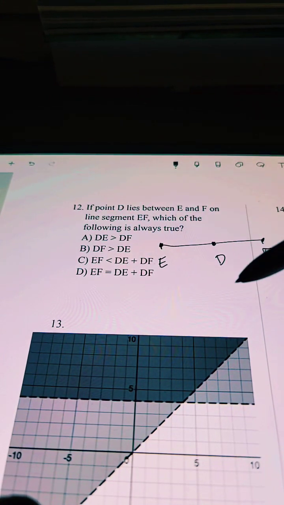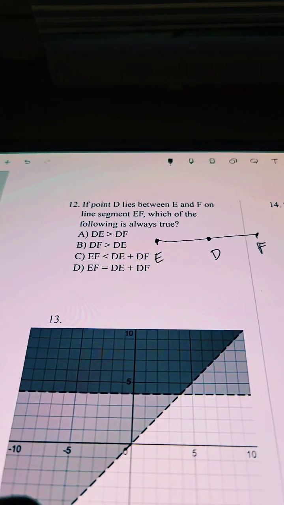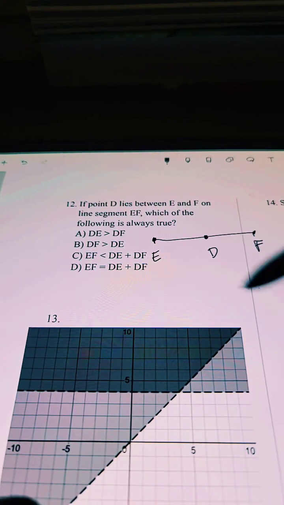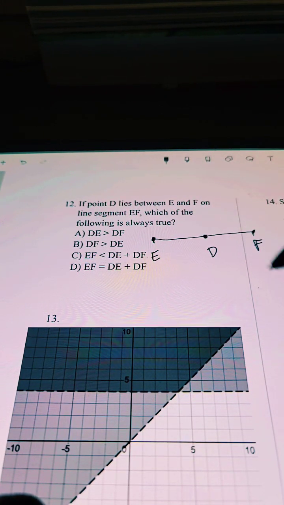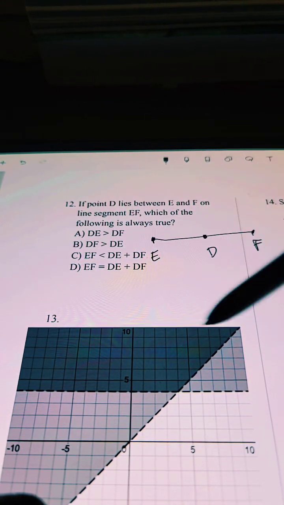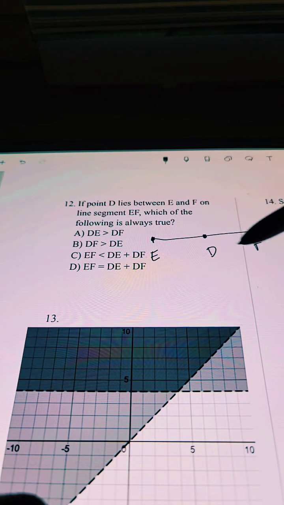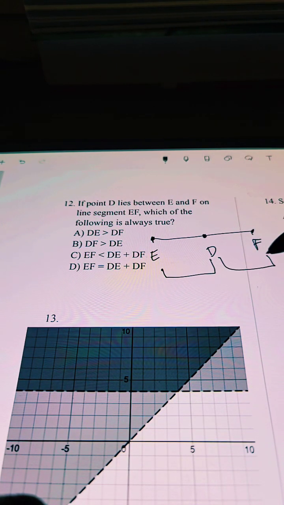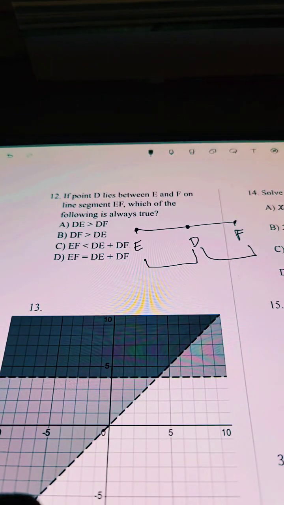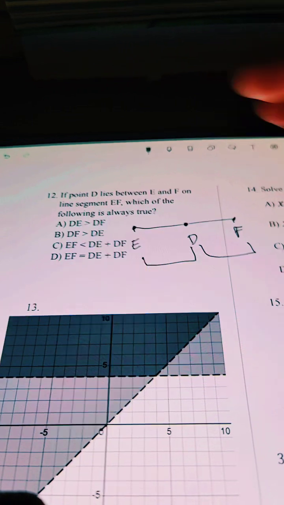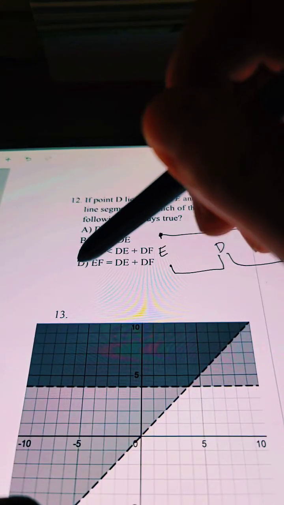Well, let's look at our options. So let me just look really quick. Well, the whole entire line segment is equal to EF, right? And that line segment is made up of this portion and this portion. So no matter what, if we just add up each of those two parts together, we get the whole line segment. So it would have to be D.